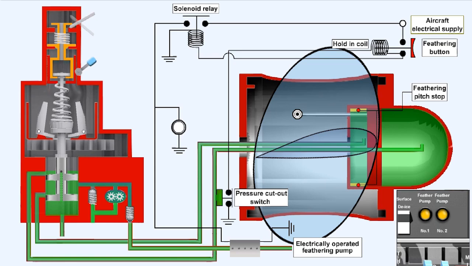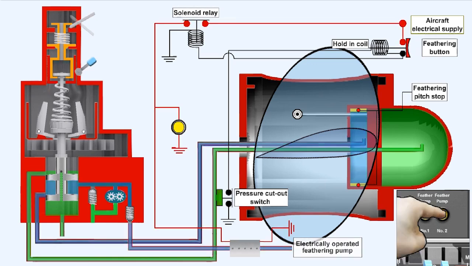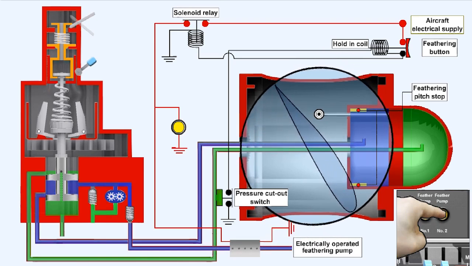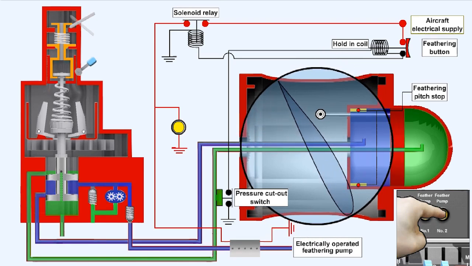Pressure oil can now be directed to one side of the pitch change mechanism to move the piston towards a finer pitch, and coarse pitch oil will be allowed to drain from the other side as it does so. The feathering button should now be pressed. This starts the feathering pump running, which will supply the pressure oil to the pitch change mechanism to move the blades away from the feathered position towards fine.